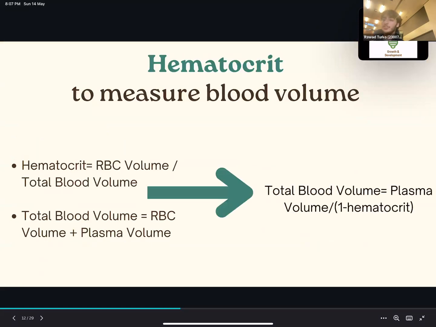Another way to measure blood volume is through the hematocrit. If you remember from HLS, the hematocrit is the ratio of the red blood cell volume to the total blood volume. And the total blood volume is the red blood cell volume plus the plasma volume. Now, if we derive that using a lot of math, which to be honest with you, I'm not looking forward to doing right now, we get the total blood volume equals the plasma volume over 1 minus the hematocrit value.